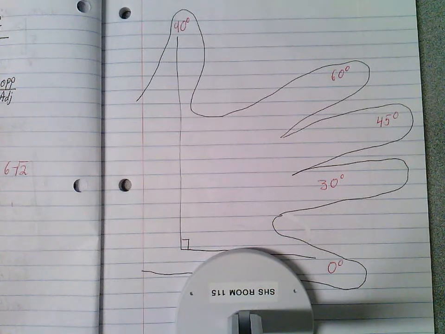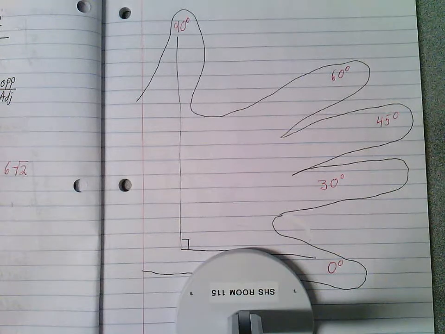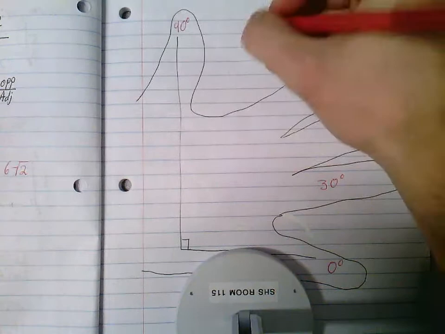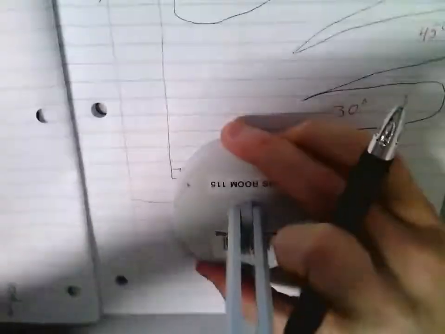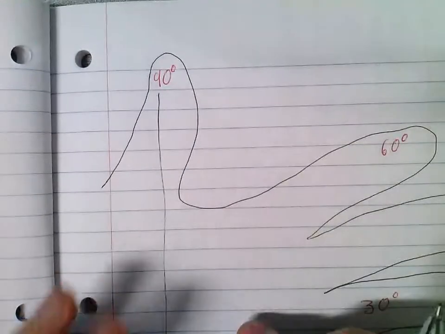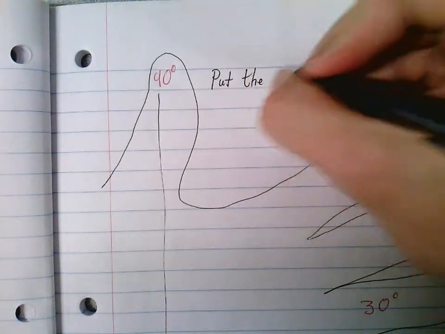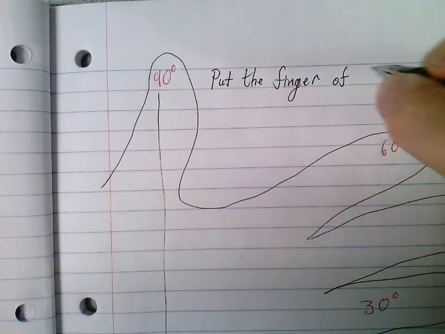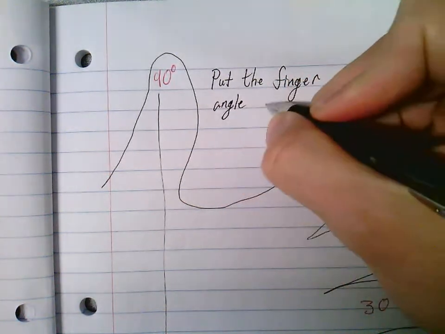And here's how we're going to come up with this. We're going to write a couple rules inside our hand here and say we'll do sine out here. Let's do sine up here. So here's our steps. Put the finger of the angle down.